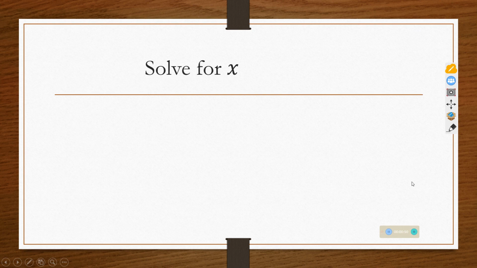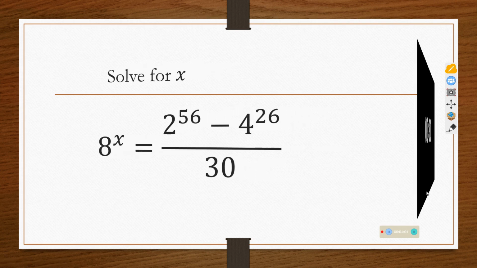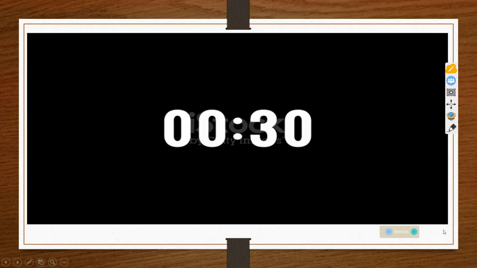So you are supposed to solve for x, and here is the given expression. 8 to the power x is equal to 2 to the power 56 minus 4 to the power 26, divided by 30, and you have only 30 seconds, and the time begins now.